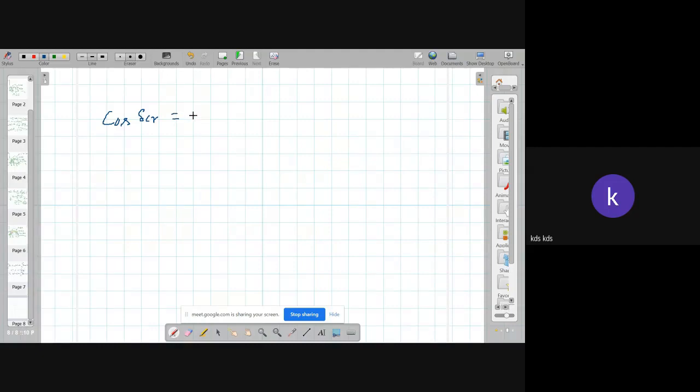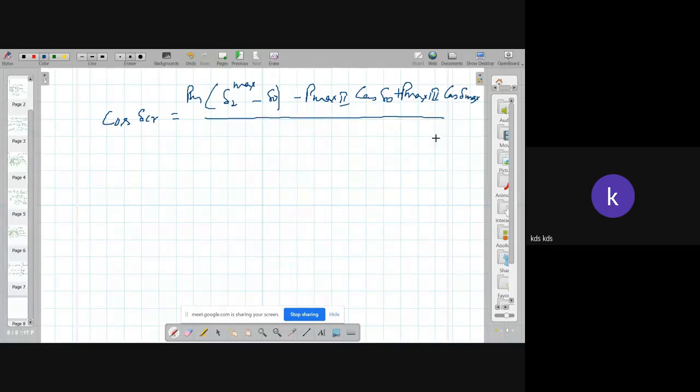So cos delta critical is given by Pm (delta 2 max minus delta naught) minus P max 2 cos delta naught plus P max 3 cos delta max, divided by P max 3 minus P max 2.